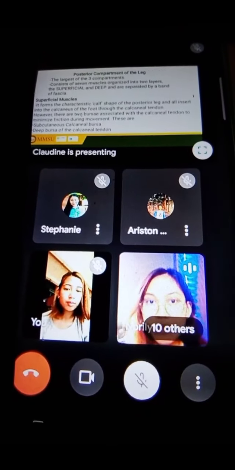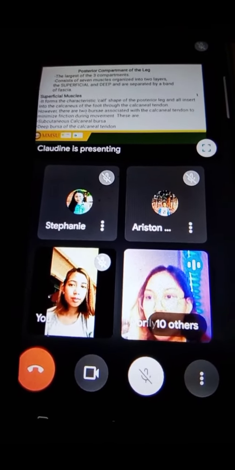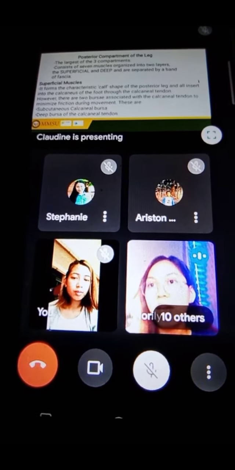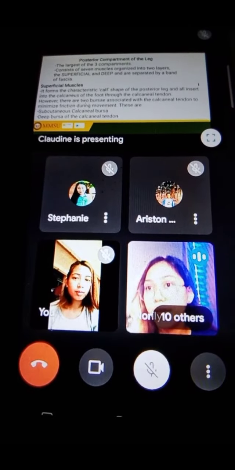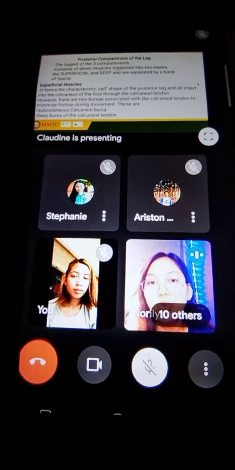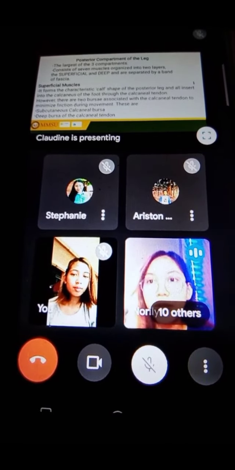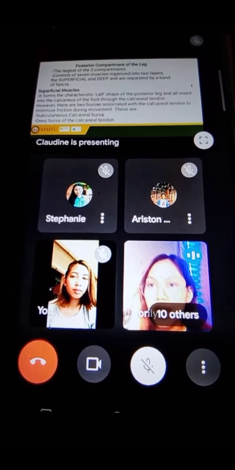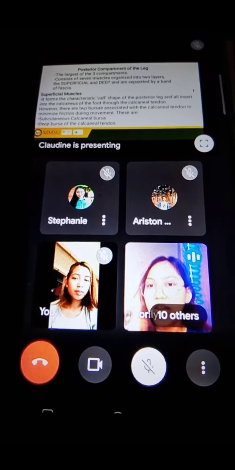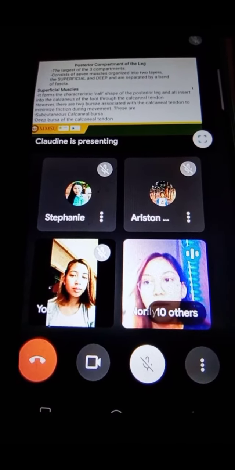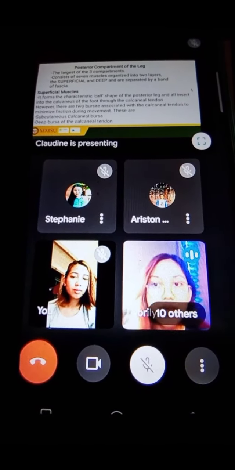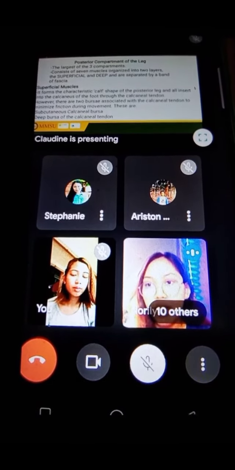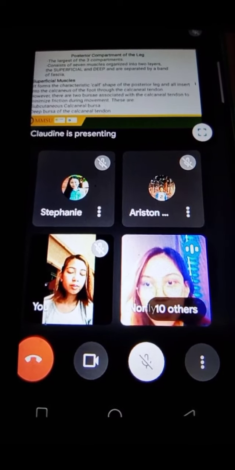The posterior compartment consists of 7 muscles that we will get to know as we go through our discussion. As I was saying, this compartment of the leg consists of 7 muscles organized into 2 layers, which are the superficial and deep. These are separated by a band called fascia. You might ask what fascia is. It is a thin casing of connective tissue that surrounds and holds every organ, blood vessel, bone, nerve fiber, and muscle in place. So, the superficial muscles.